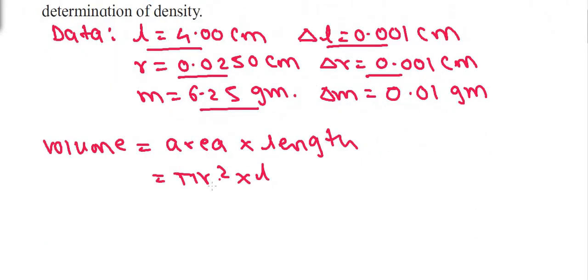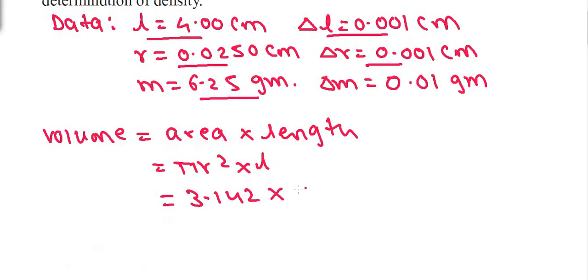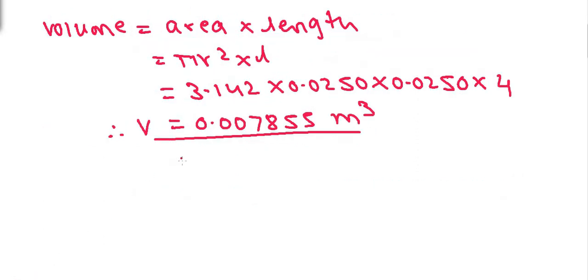Volume equal to area multiplied by length. Area of cross section of a cylinder is pi r square multiplied by length L. That is equal to 3.142 into r square. R is given 0.0250. 0.0250 square of this, so 0.0250 one more time multiplied by length. Length is 4 centimeter. Let us now find out relative error in the measurement of volume.